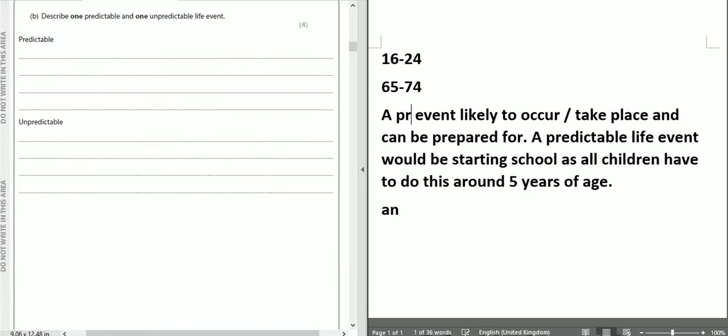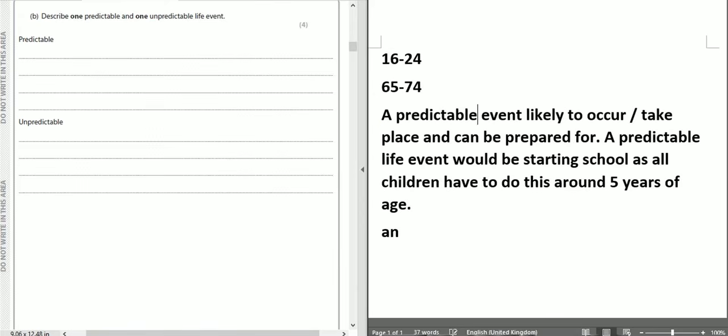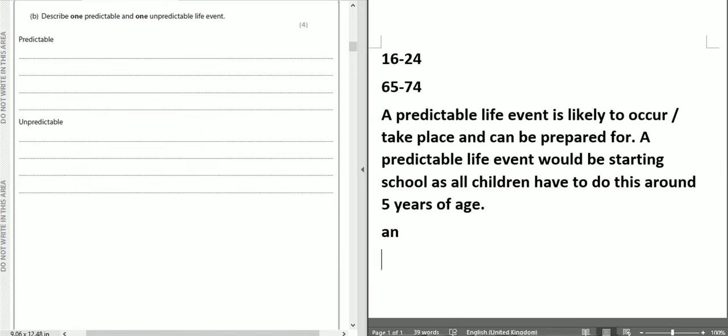so I'm going to just put that a predictable life event is likely to occur. So then, if I go with this one, I can put that an unpredictable life event can occur without warning.